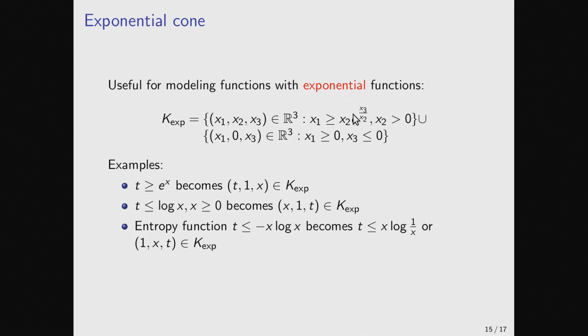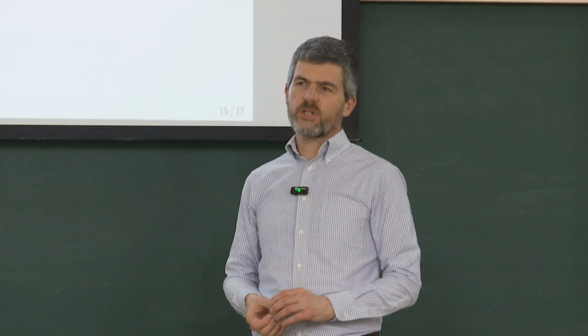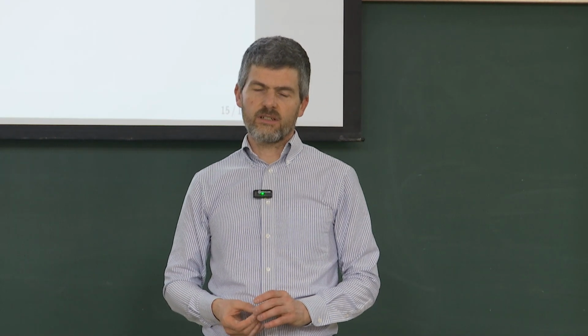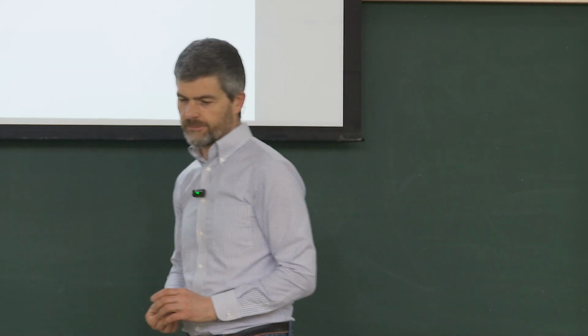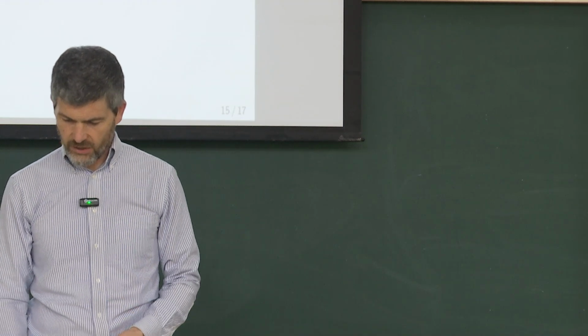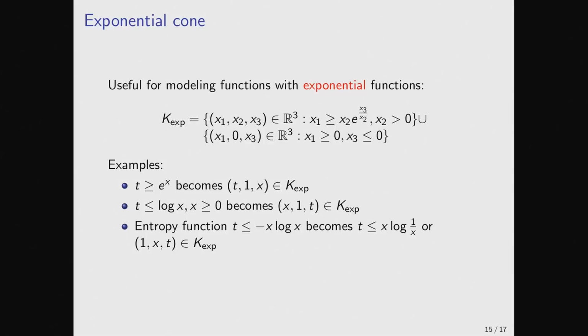So the definition is actually a union of two sets, but the most important part is clearly this inequality, x1 greater or equal than x2 times e to the power of x3 divided by x2, which, think about it, is the perspective function of e to the x. Again, this is not a coincidence. You can express convex constraints like this as cones.